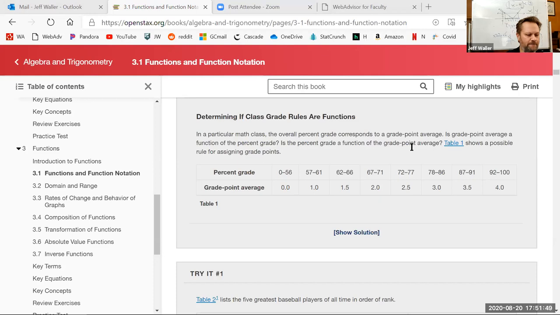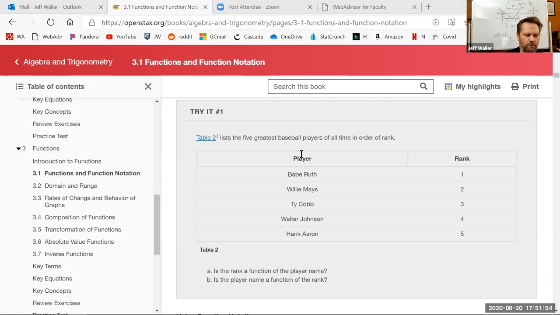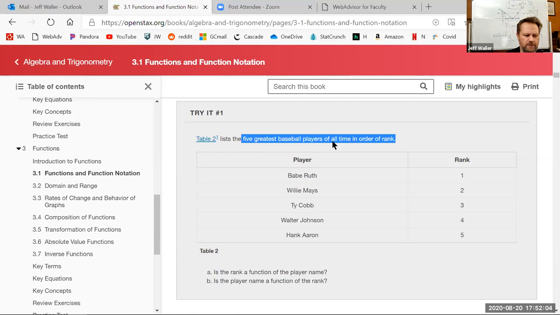So this one, is this a one-to-one function where player is the input and rank is the output? Is this a one-to-one function? Yes. So this is, yes. Sorry, 5 greatest baseball players. Anybody out there a big baseball fan and feel differently about this list?